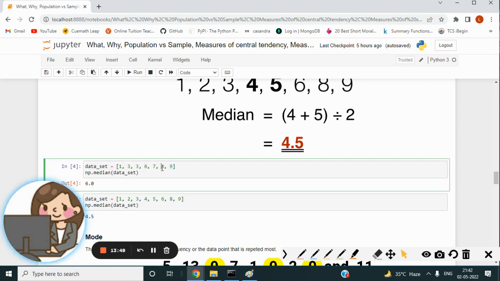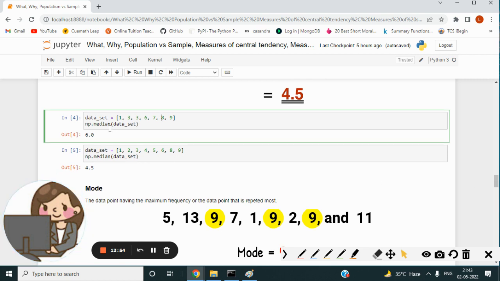This again we can do using Python. We use np.median and we get the value. The first data set I passed and I got the value as 6, and the second data set I passed and I got the value as 4.5. So again we are using the NumPy library to find the median.